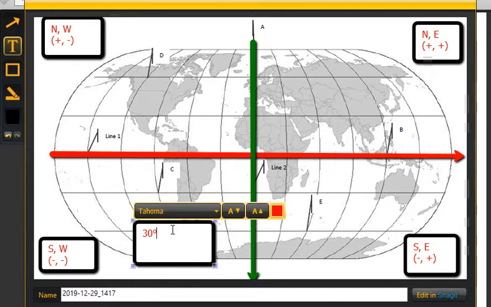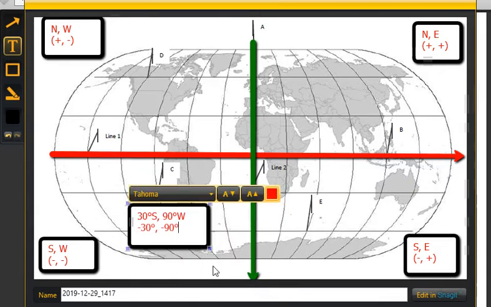So that's 30 degrees, and I have to put the hemisphere south, and then it is 90 degrees west. So that's one way to write that. The other acceptable way to write that is negative 30, Alt-248, comma, negative 90, Alt-248. So either of those is correct. If you added both, it would not be correct. So you have to choose which way you want to record these. That would be an acceptable location for location C.